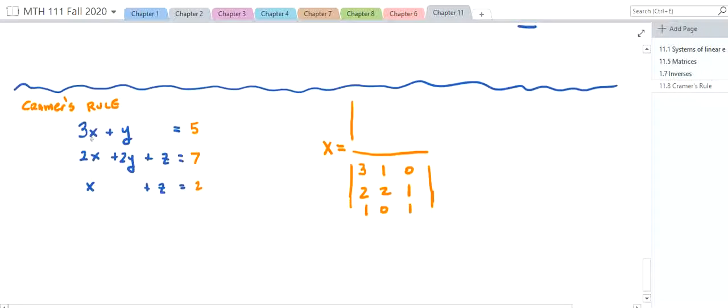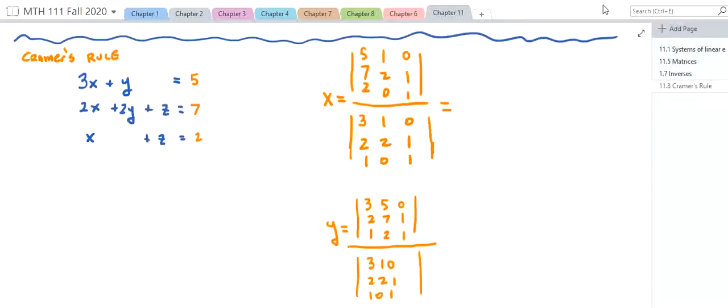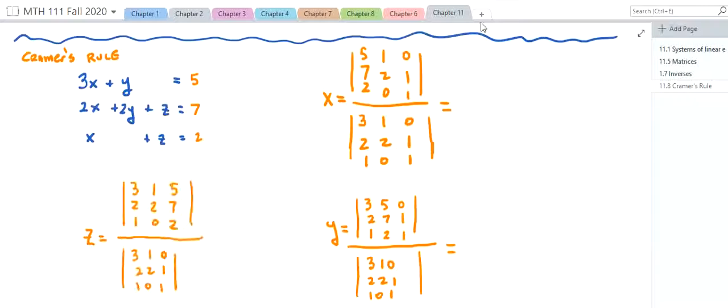And then on the top here, because we're doing x, we're going to replace the x coefficients with these numbers over here. So it's 5, 7, 2. And then the rest is the same. 1, 2, 0, 0, 1, 1. So that'll give us what x is. And here's the relationship for y. I replace the y row with these. The denominator is the same as up here. And then z, I'll just do over here. And this is z over here, where I replace the third row with the 5, 7, 2. So you can calculate these.